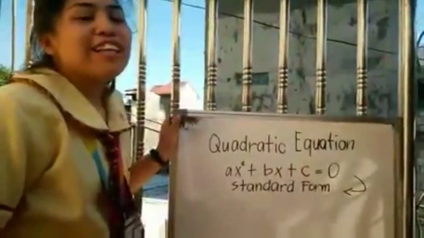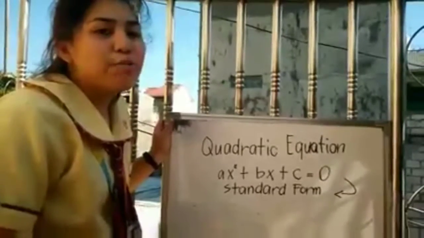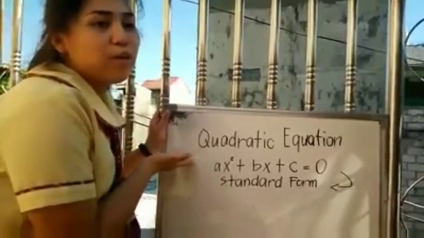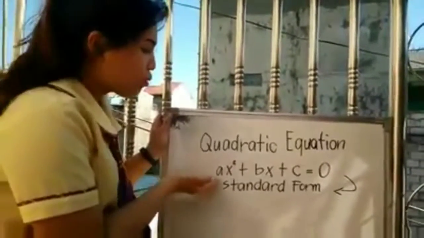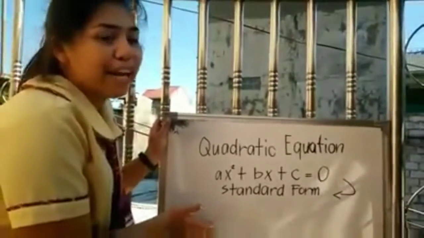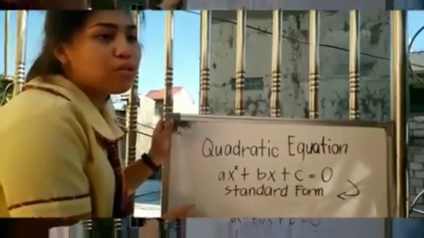Let's talk about quadratic equation, topic 1. The definition of quadratic equation. A quadratic equation in one variable is an equation of the form ax squared plus bx plus c equals 0, where a, b, and c are real numbers and a is not equal to 0.